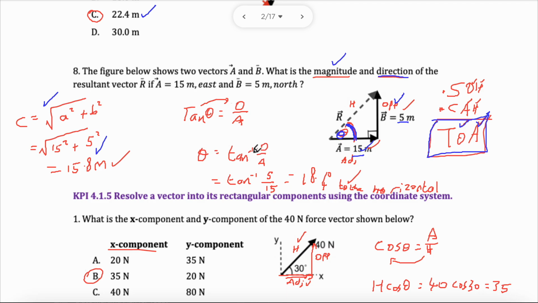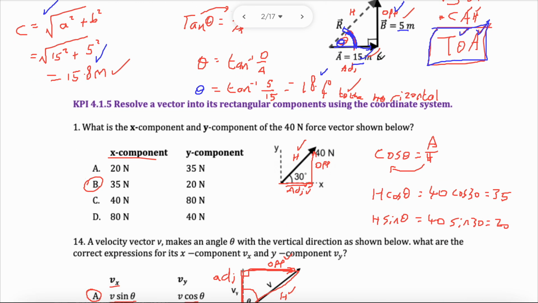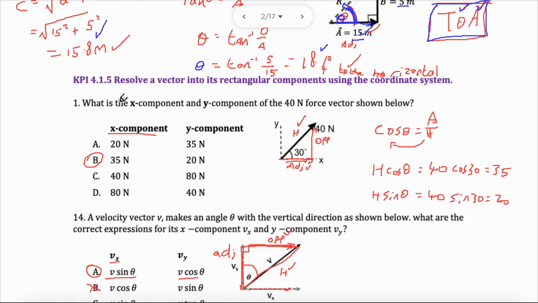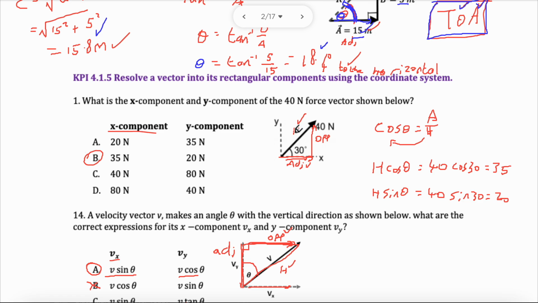O over A. So to find my angle, I will do tan minus 1, opposite, which is 5, divided by adjacent, which is 15, 5 over 15. I will get 18.4 degrees to the horizontal. This is the horizontal here, and I am 18 degrees away from it. So that's the size and direction done. So that is tan. Now, in this case, we need to find the x and y components of the horizontal.